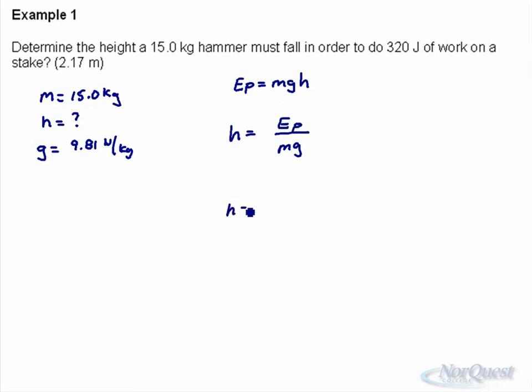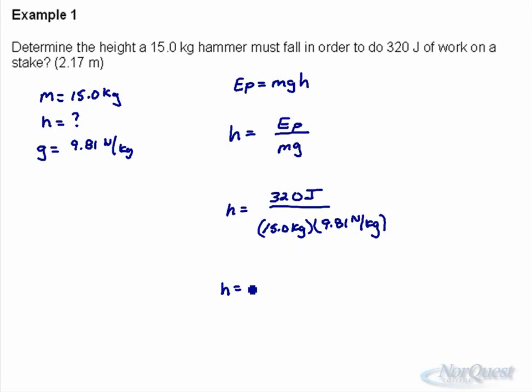Substitute the numbers in. 320 joules divided by 15.0 kilograms times 9.81 newtons per kilogram. And if you punch that in on your calculator, do that quickly here to verify the answer is okay.